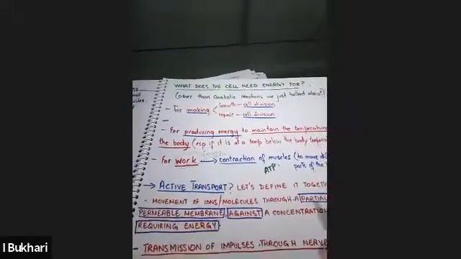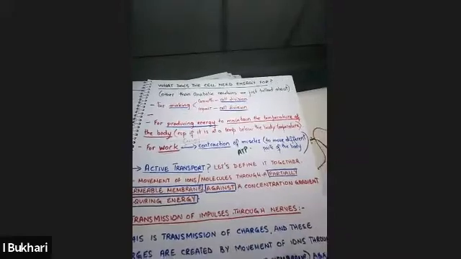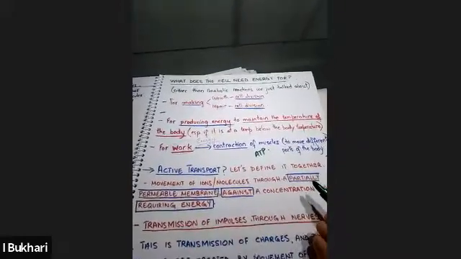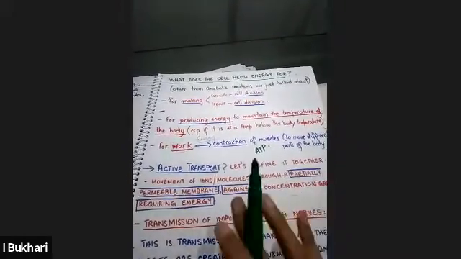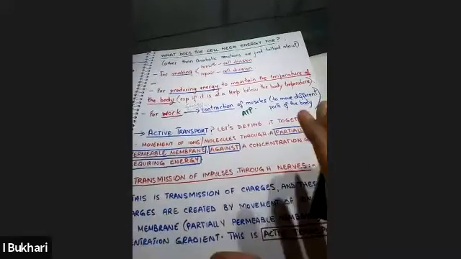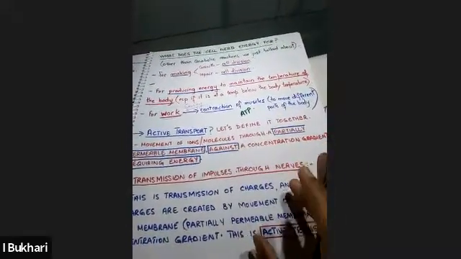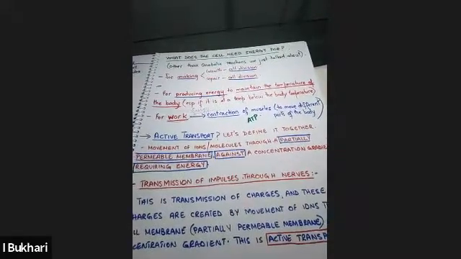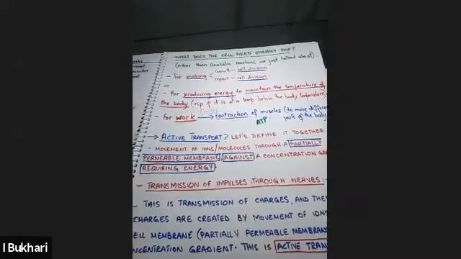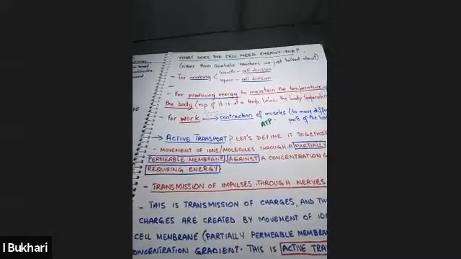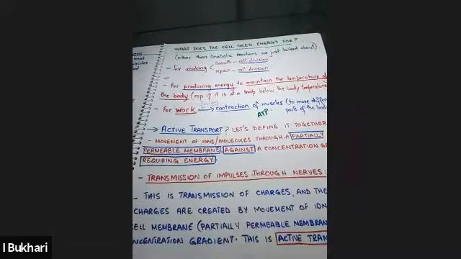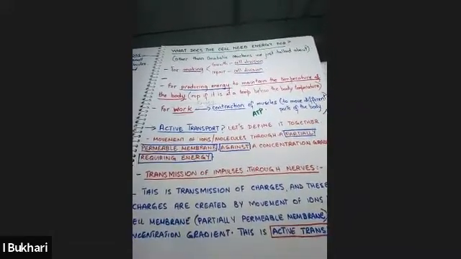Then active transport. Now active transport, I think Ajwa has already defined it beautifully. I don't need to explain it anymore. Transmission of impulses through nerves. Now this is one process that takes up the most energy. This is the most energy consuming process in our body, transmission of nerve impulses.